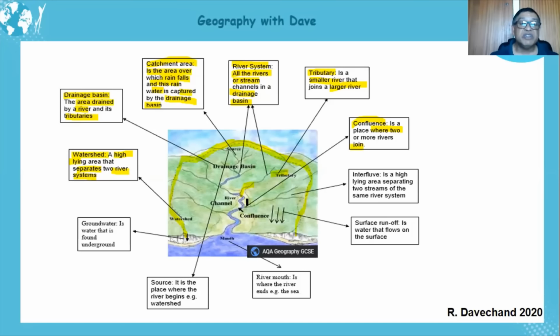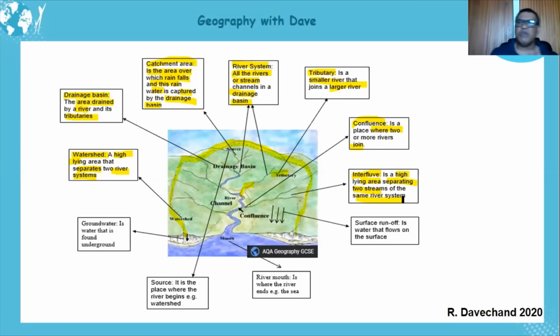So can you see the river joining here? Can you see it? The tributary is joining the main river. It's a confluence. This is also a confluence, where two streams are joining. Okay, that's a confluence. Then an interfluve is a high-lying area separating two streams of the same river system.